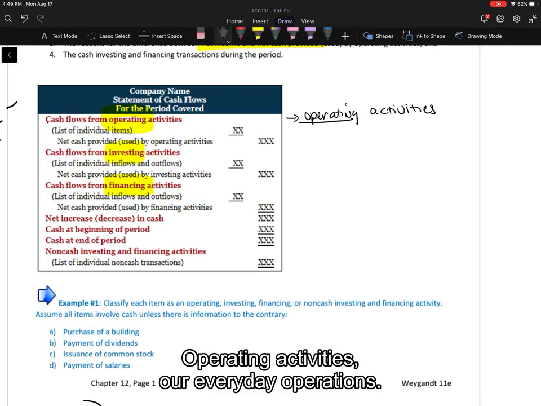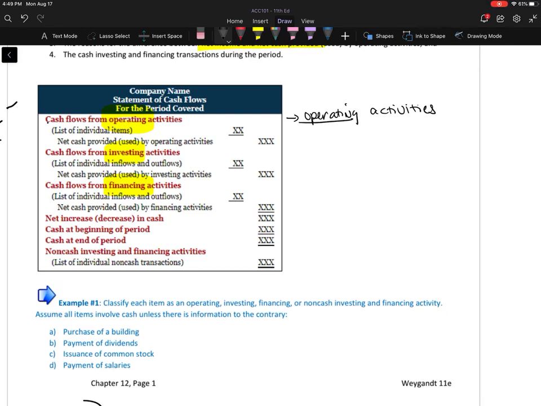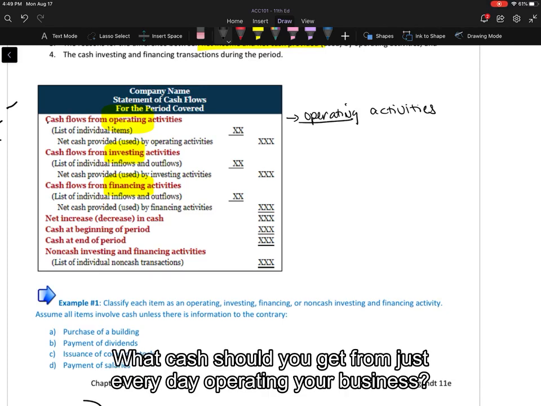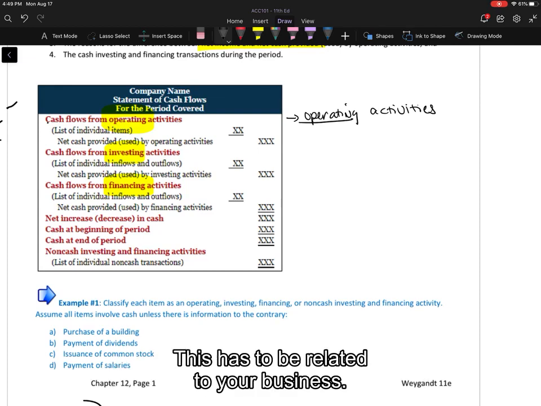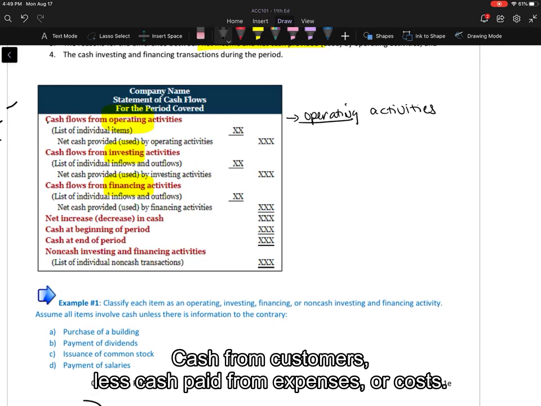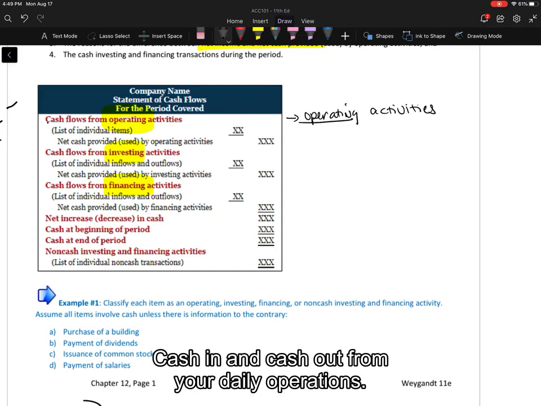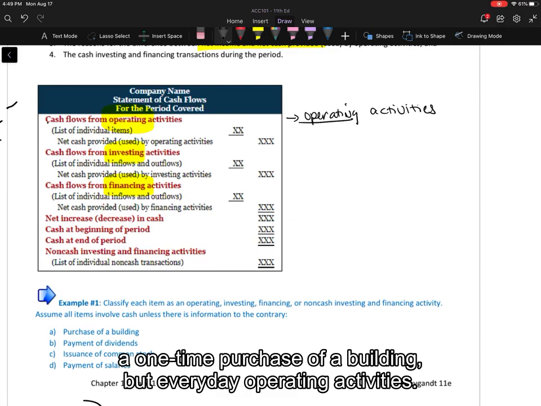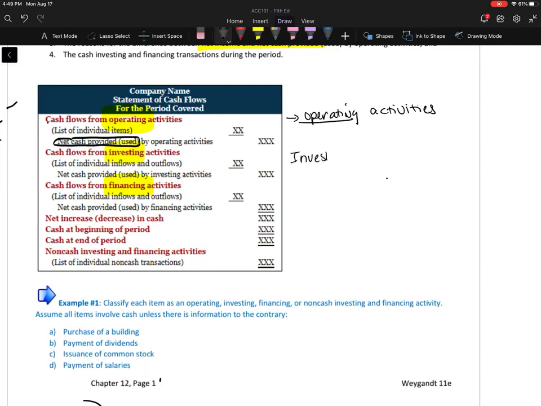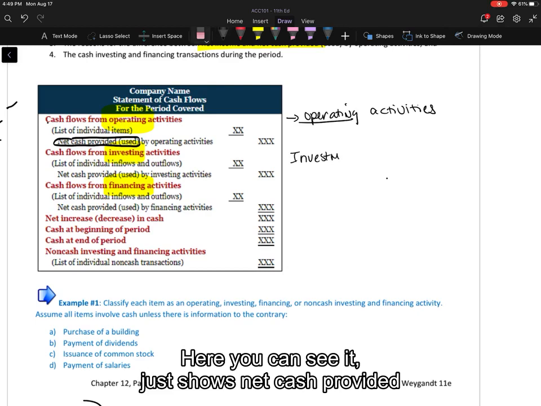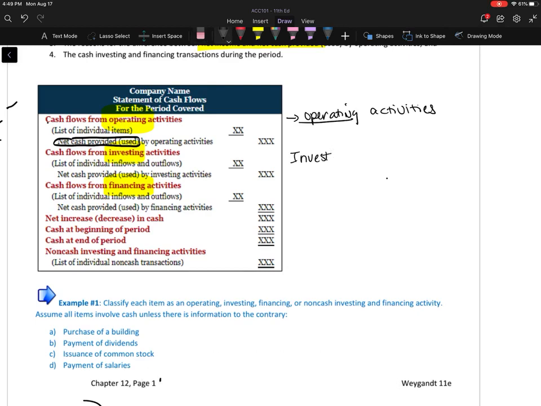Operating activities are everyday operations. What cash should you get from just everyday operating your business? And this has to be related to your business. So cash from customers, less cash paid for expenses or costs. Cash in and cash out from your daily operations. Not a one-time gain, not a one-time purchase of a building, but everyday operating activities. Here you can see it shows net cash provided or used by these operating activities.